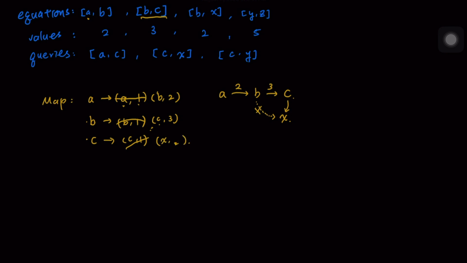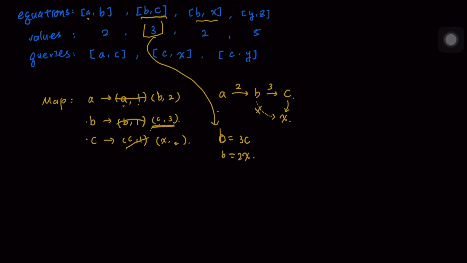Or actually, it's not from the equation, it's from the table itself. From here, we know B equals 3C. And from this equation, B and X, we know that B equals 2X.